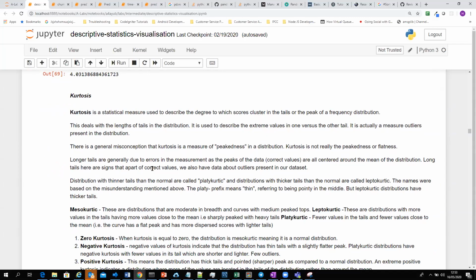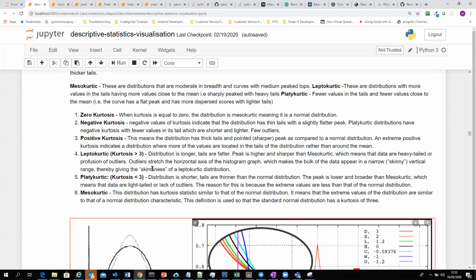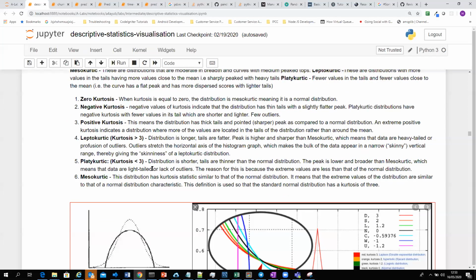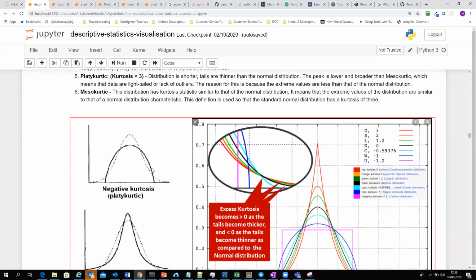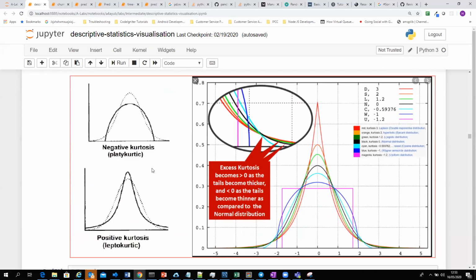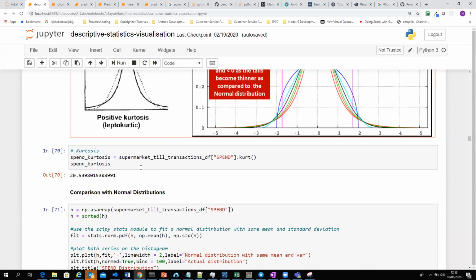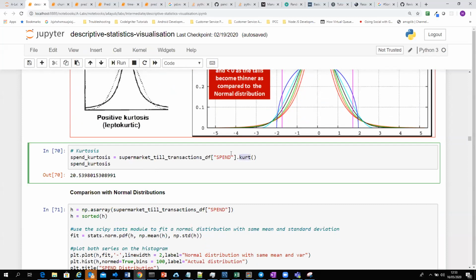And then we come to kurtosis, description and understanding of the kurtosis. I said when the kurtosis is greater than 3, it is leptokurtic and the tail is fatter. When the kurtosis is less than 3, it is platykurtic and the tail is thinner. Mesokurtic is a normal distribution, another name for a normal distribution. That is a graph. And for you to get kurtosis of a certain column, you just call the spend kurtosis. You get it to be 20.